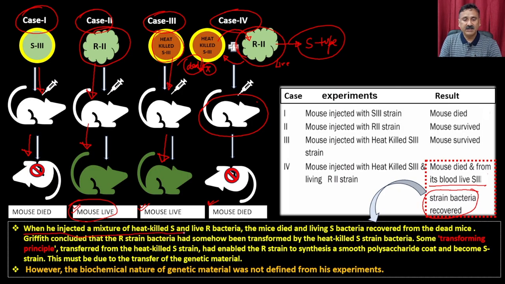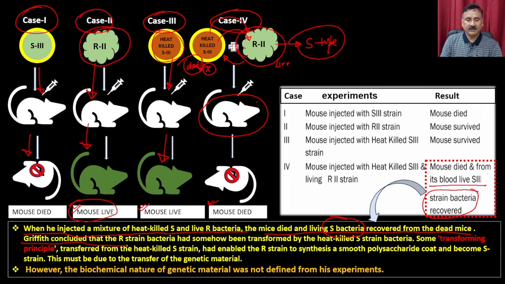That's how he coined the term transformation for this phenomenon. So when Griffith injected a mixture of heat killed and live bacteria, the mice died, and living S bacteria were recovered from the dead mice. Remember that he injected heat killed S type bacteria, but he got live S type bacteria, because the genetic material present in the heat killed S type bacteria went into the R type bacteria, which started expressing its own genome, and that's how it causes the generation of S type bacteria.